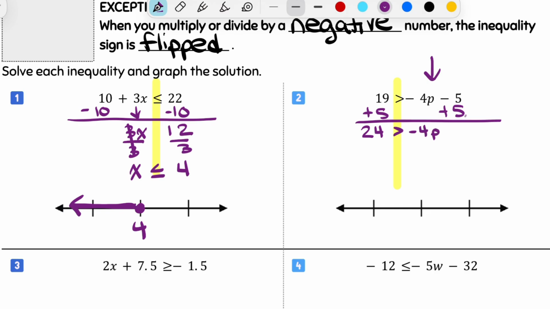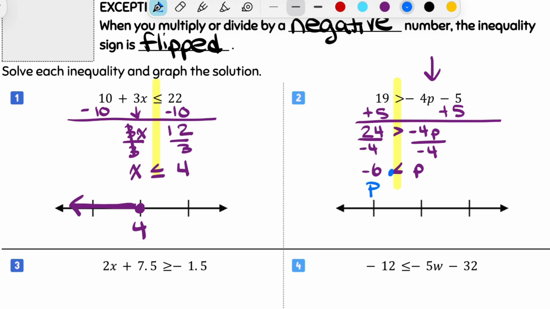Negative 5 plus 5 goes away. I'm going to need to divide both sides by a negative 4, and as soon as I do that, I need to reverse that inequality symbol. I'm going to divide by a negative 4, and I get negative 6 is less than p. But as we've said, it is very difficult to graph this in this manner. So if you look at this inequality, it is pointing to the negative 6.